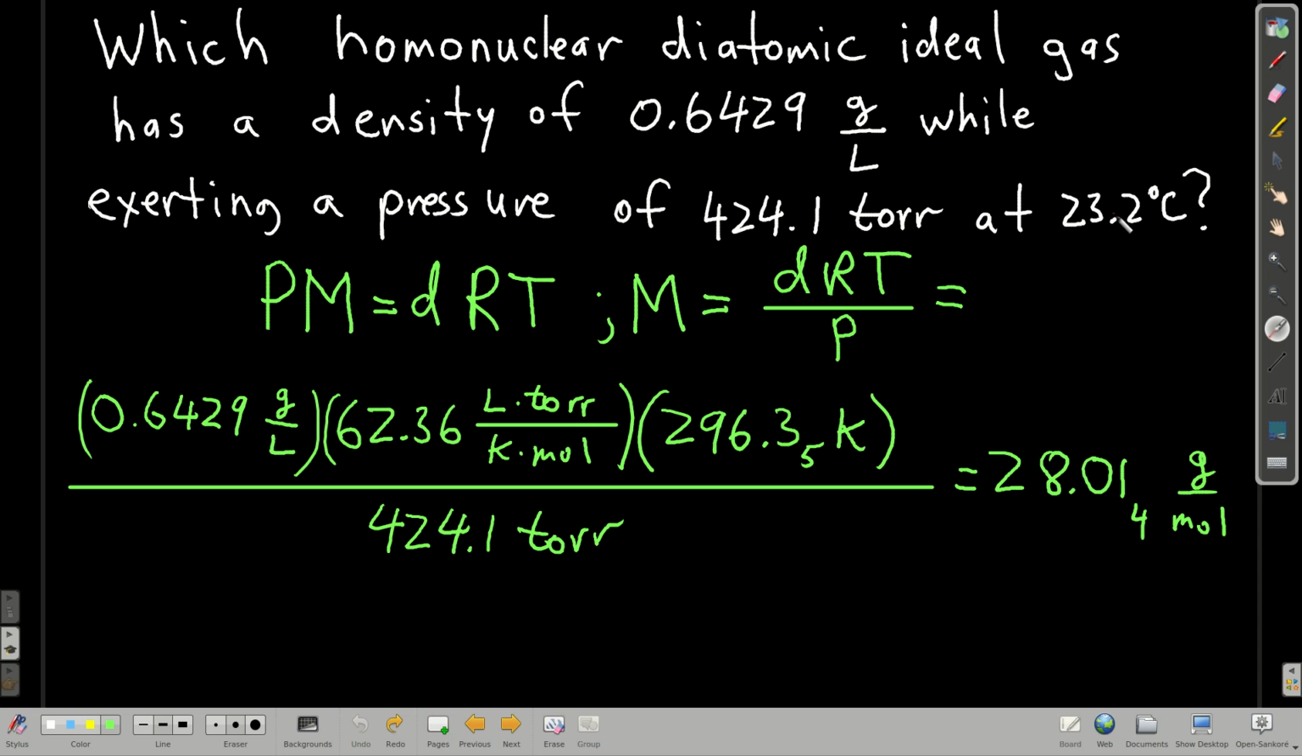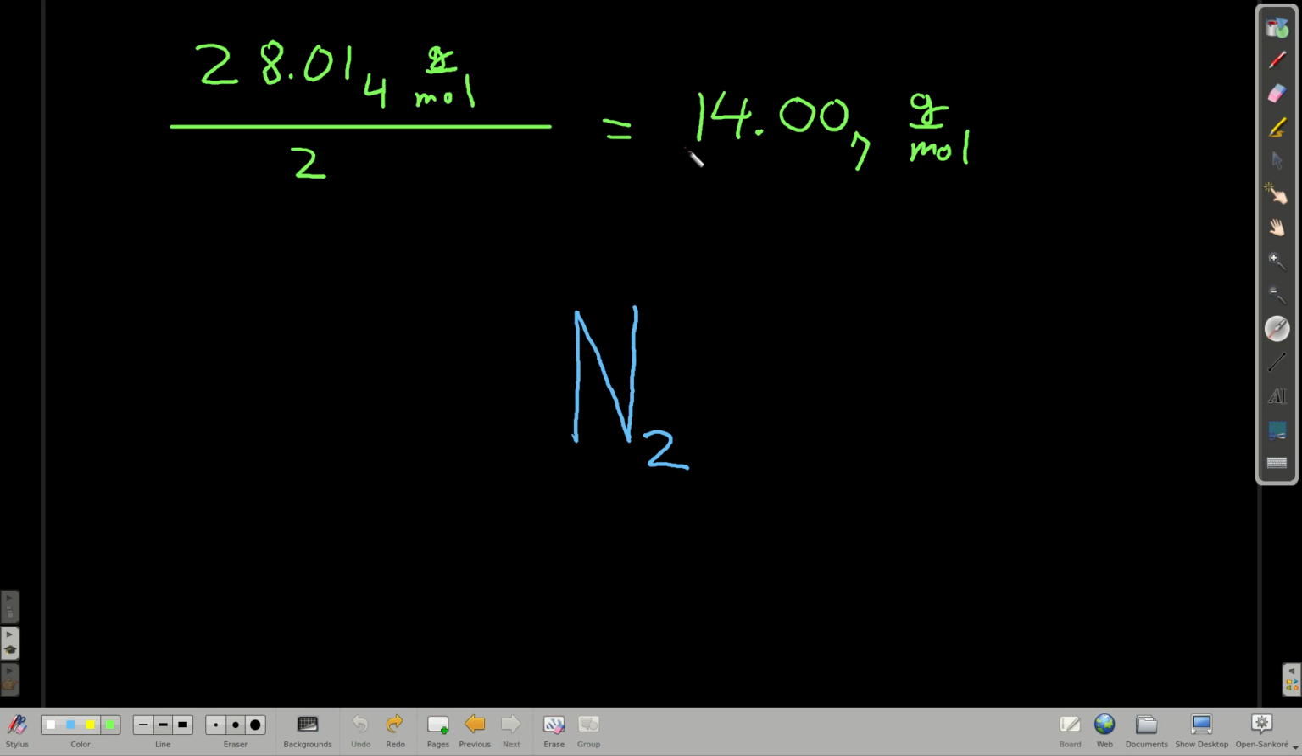And the temperature, 23.2 plus 273.15 should be 296.35. That has to be in Kelvin. And the pressure I'm going to keep in torr. Anyway, plugging in, we get 28.01 grams per mole. And we just take that and divide it by 2, and we get 14.01 or so. That's the molar mass of the nitrogen atom, so we know that this homonuclear diatomic gas is N2, or nitrogen.